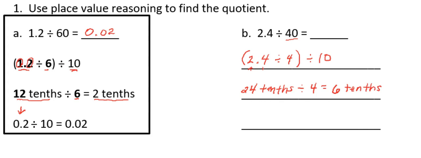Now let's take this answer and write it back in number form. 6/10 is 0.6, and we'll take that and we'll divide that by 10. And again, that means my 6 is going to get 10 times as small, and I can show that by shifting the 6 over 1 place value. 6/10 divided by 10 is 6/100. That tells me that 2 4/10 divided by 40 is 6/100.